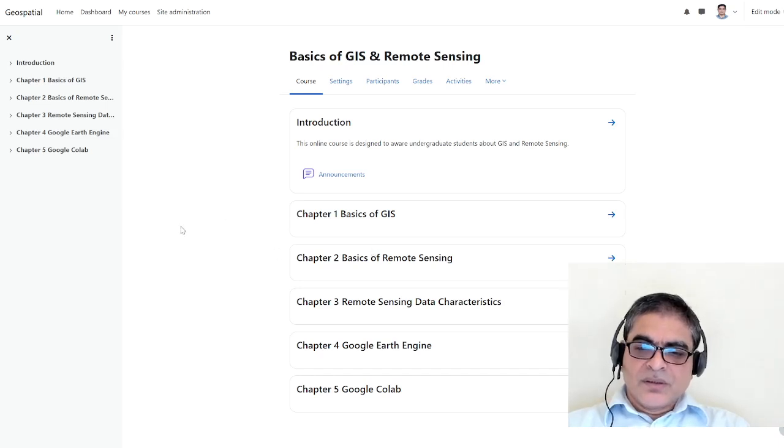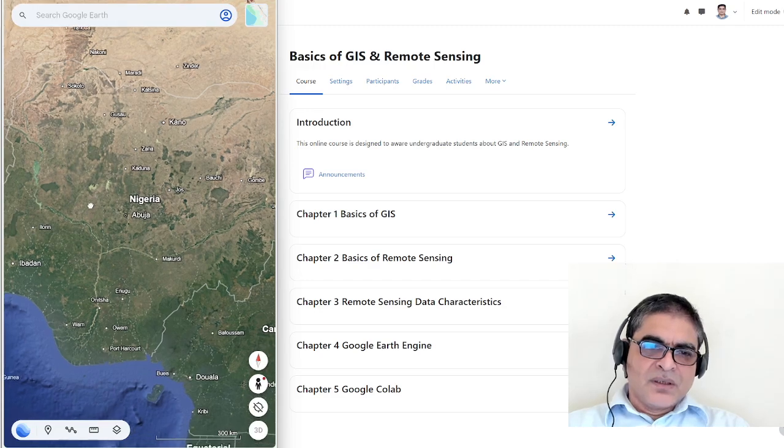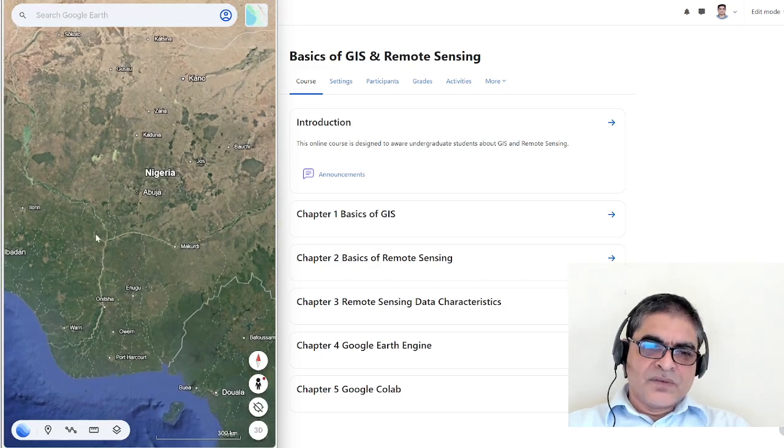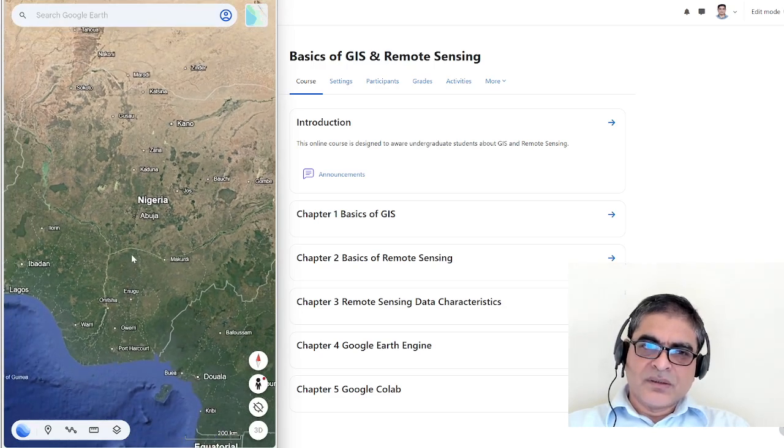Now the question is why we are learning GIS and remote sensing. The answer is that we live at the surface of the earth, and at the surface of the earth there are natural as well as cultural components. So this course will enable you to know about these natural as well as cultural processes.